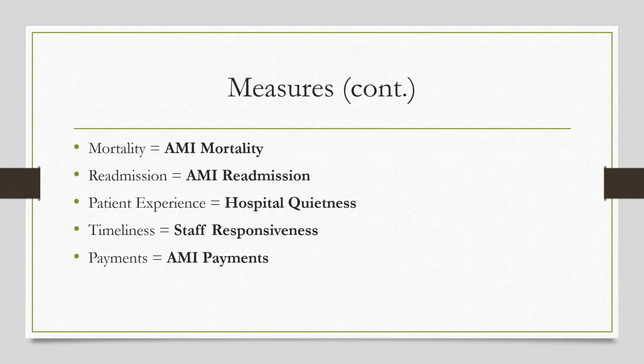Using the indicators from the chart on the previous slide, I have selected the following measures for my analyses. For mortality, I selected the measure of AMI mortality. For readmission, I used AMI readmission. For patient experience, I used the indicator hospital quietness. For timeliness, I used the measure of staff responsiveness. And lastly, for payments, I used AMI payments.